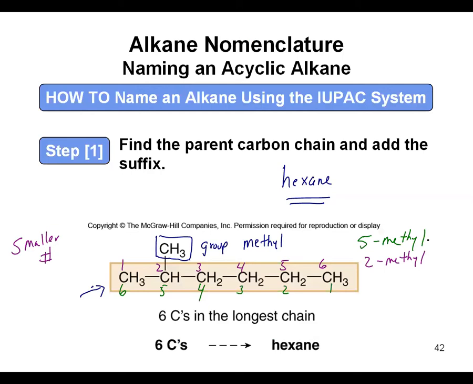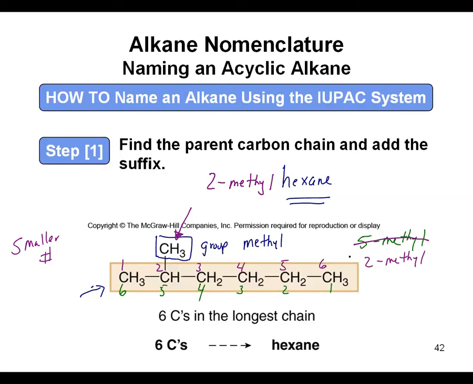So we would use that, and this becomes 2-methylhexane, all one word. The 2-methyl means that at carbon number 2, we find our methyl group. Hexane means we have a chain of 6 carbons in a row. And the name of this guy again would be 2-methylhexane.